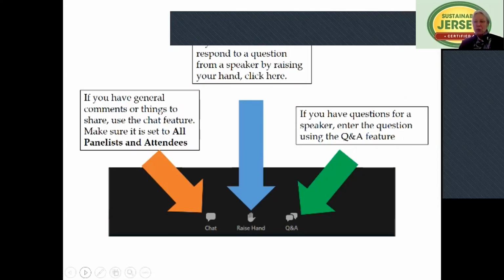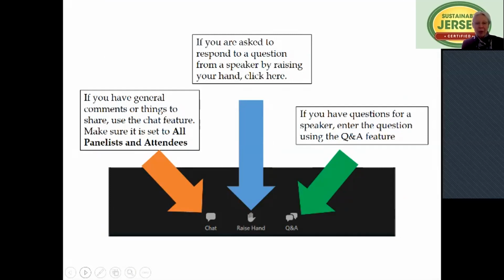At the bottom of your screen are several buttons that you can use to interact with us. Mainly you'll be using the chat function, and when you use the chat function, be sure to select all panelists and attendees. That way everyone can see what you're saying. So select all panelists and attendees, and if you would, please tell us who you are, which school you're with, and which grade. And while you're typing that in, you also have a function to raise your hand if you have a question. So just click the raise hand function. And if you have a longer question, you can type it into the question and answer box.